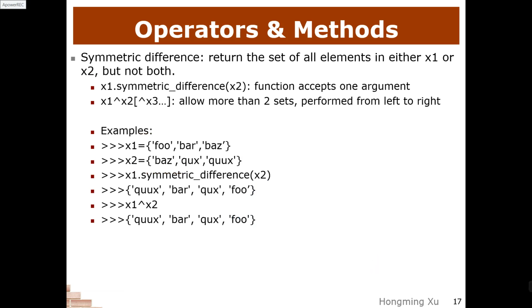The fourth operation is the symmetric difference. I'm not sure, but I guess most of you should have an engineering background, and you should know what the symmetric difference is. Basically, this operation returns the set of all elements in either x1 or x2, but not both. So I will read it again to strengthen your memory about this operation. It returns the elements that are in either x1 or x2, but not both.